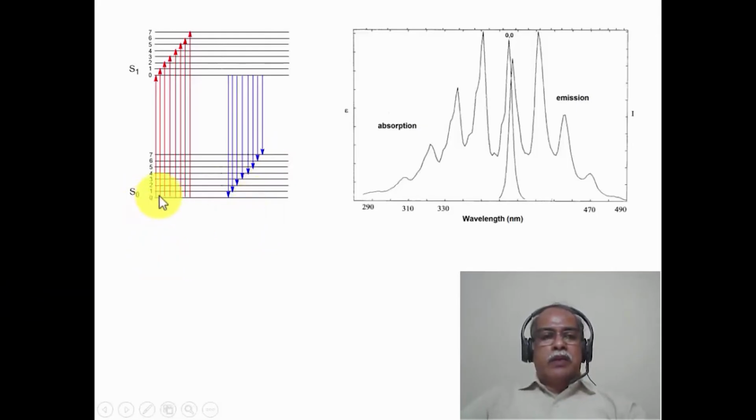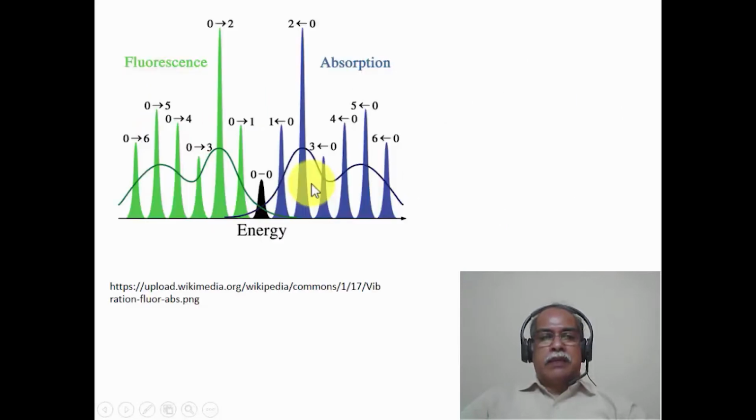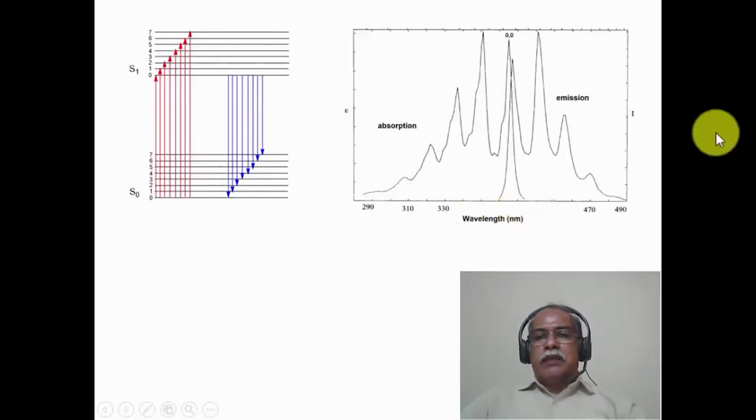Now if you look at this 0-0 transition, which is the excitation process, and this 0-0 transition, which is the emission process, these two energy levels are essentially the same. That is the reason in the picture the 0 levels are essentially matching, overlapping with each other. This is a spectrum of anthracene. This is the absorption spectrum on the left hand side and the emission spectrum on the right hand side, for example.